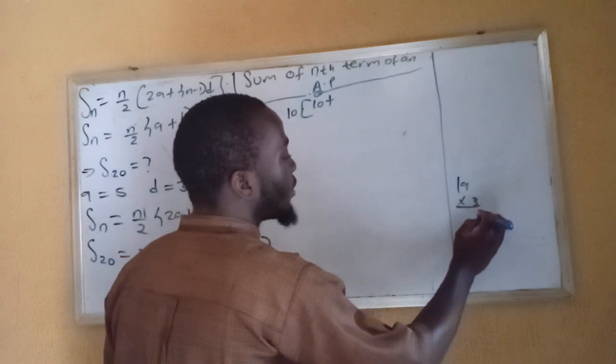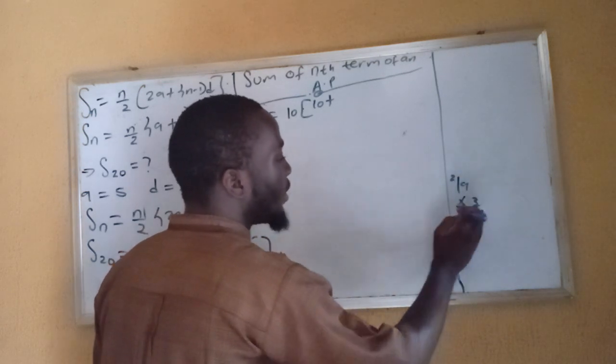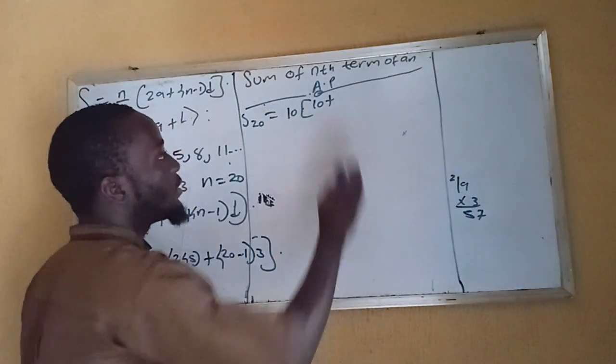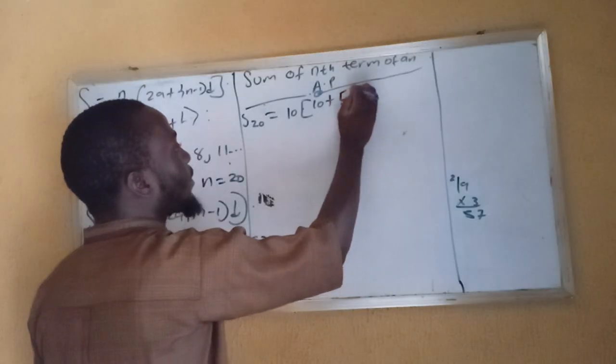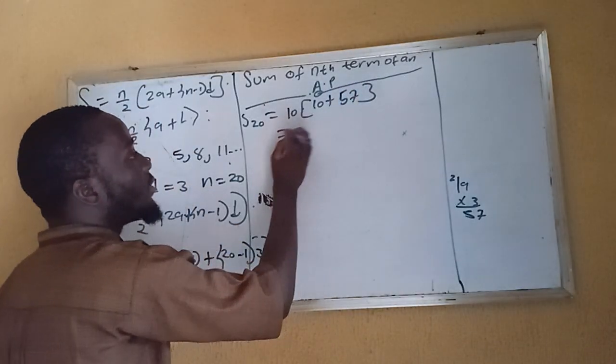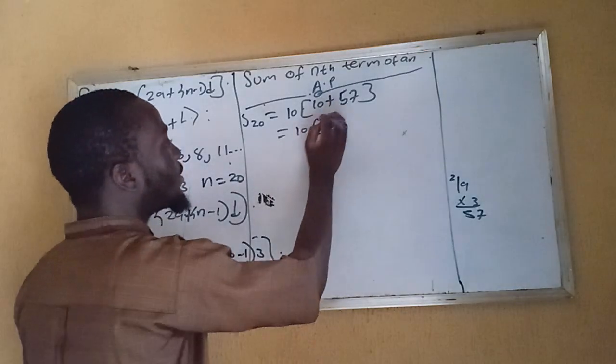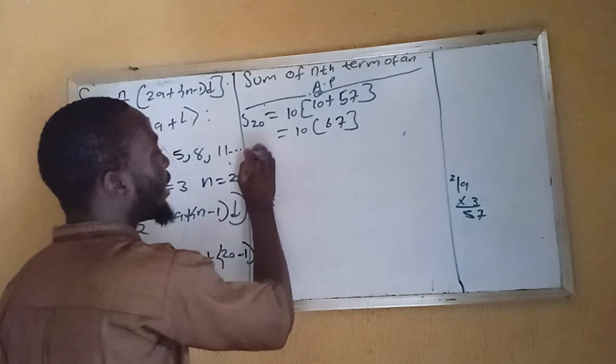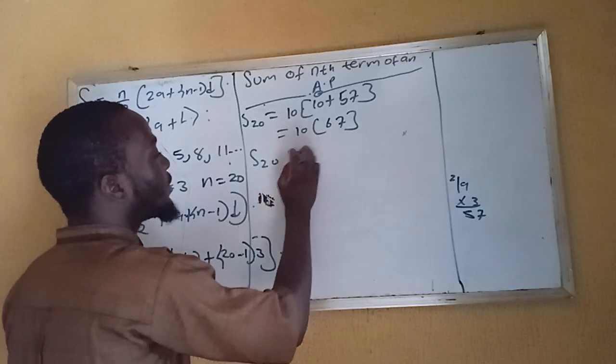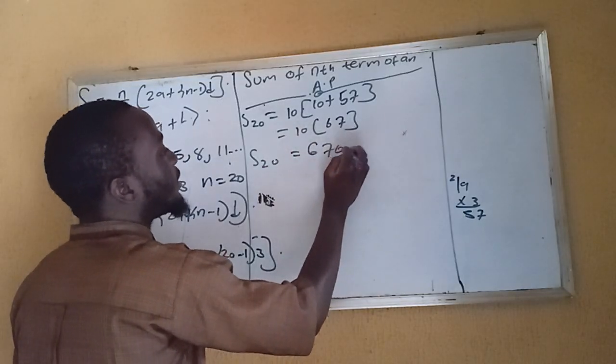What is 19 times 3? 9 times 3 is 27, 7 carry 2. 3 times 1 is 3, plus 2 is 5. That's 57. So right here we have 10 into bracket 10 plus 57, which gives us 67. Then S20 is 10 times 67, which gives us 670. That's our final answer.